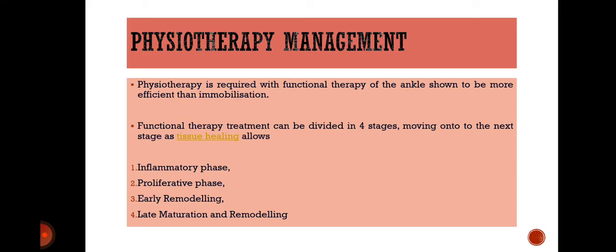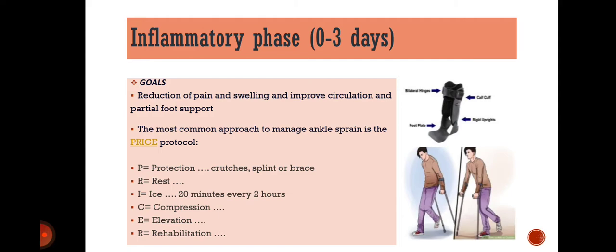Functional therapy treatment can be divided into 4 stages: inflammatory phase, proliferative phase, early remodeling, late maturation and remodeling phase. So first is the inflammatory phase, which is from 0 to 3 days, and the goal of this phase is pain and swelling reduction, improve circulation through partial foot support. The most common approach to manage ankle sprain in this phase is PRICE protocol.